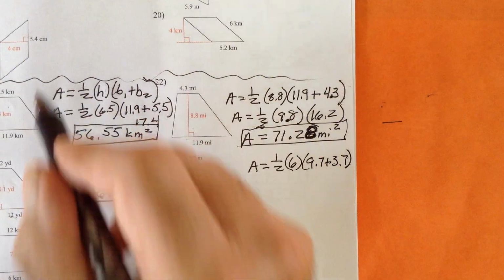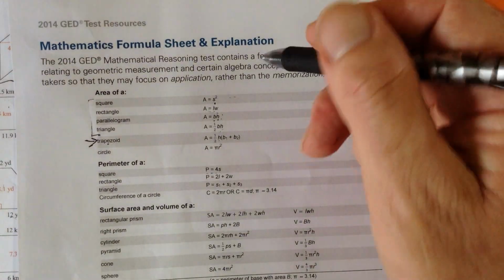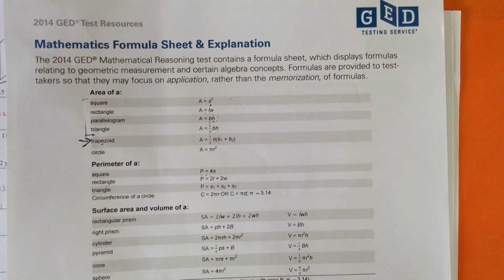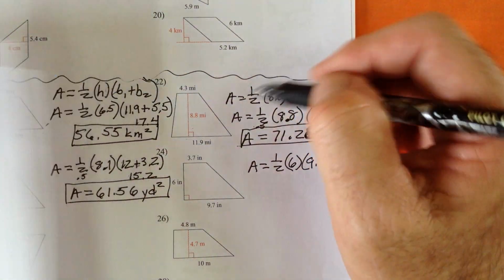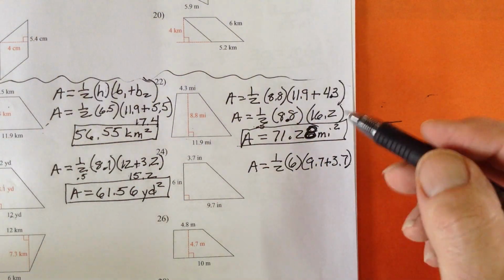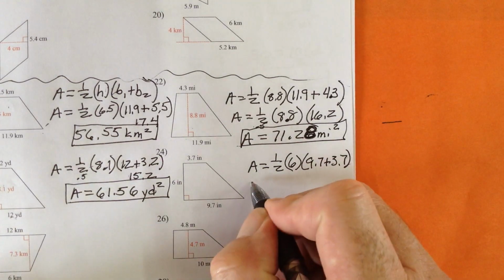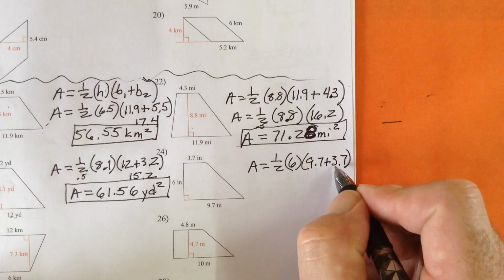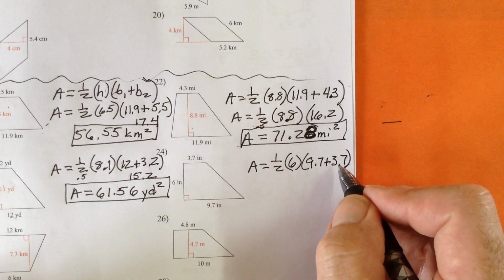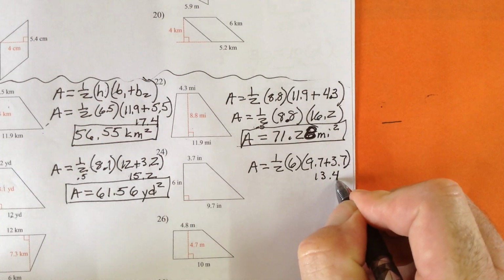And remember, these formulas, you have access to the sheet. When you do the test, you're able to pull this up on the computer. There'll be a little button on the screen that says math sheet, I think is what it says. Here 9.7 plus 3.7 comes out to 13.4.